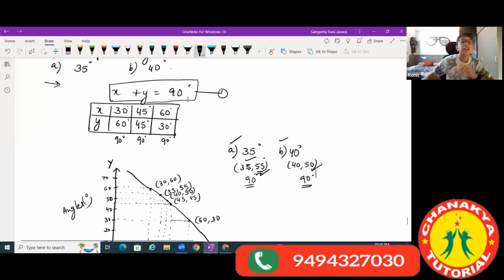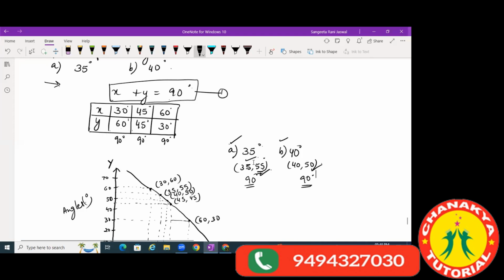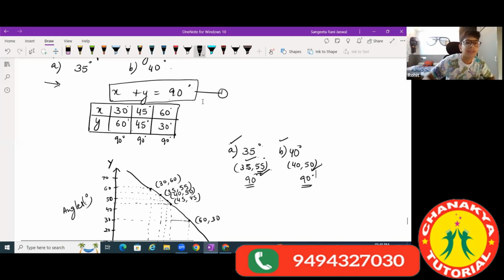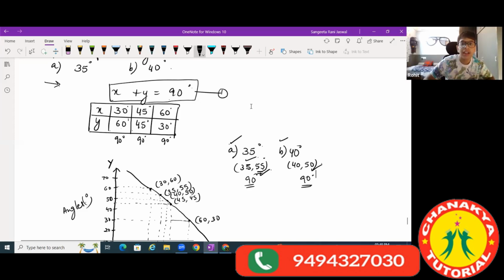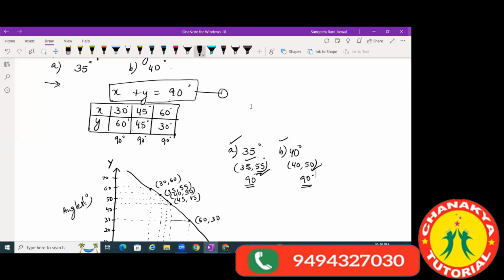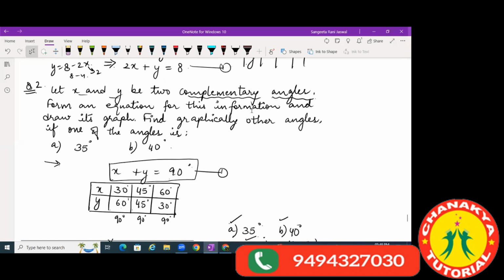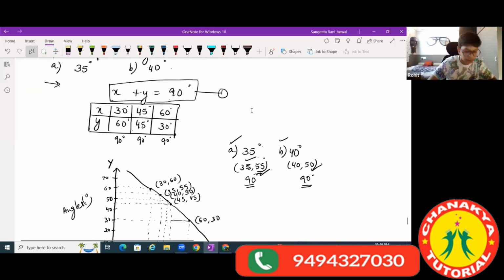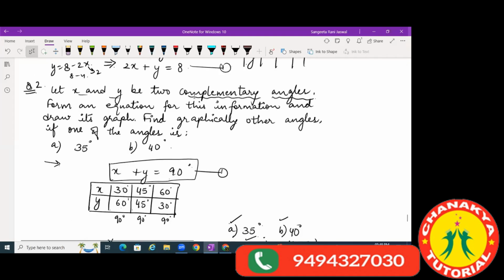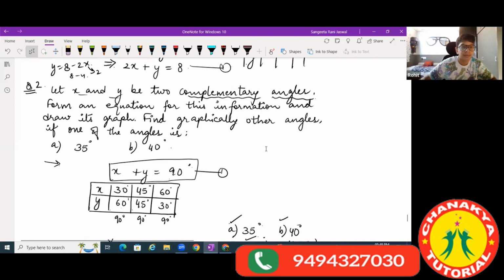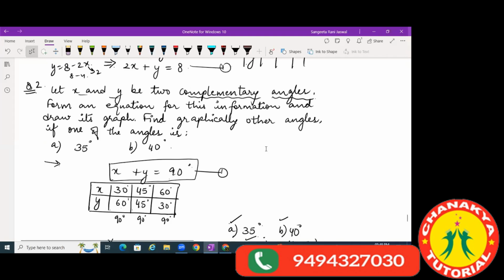Ma'am, can they also give us supplementary angles? Okay, try this. You can do the same sum for supplementary angles, where the sum of the two angles is 180. Yes, ma'am. Instead of complementary, you can do it with supplementary angles for your practice. Supplementary angles means when you have the sum of two angles as 180 degrees. You can try it afterwards.